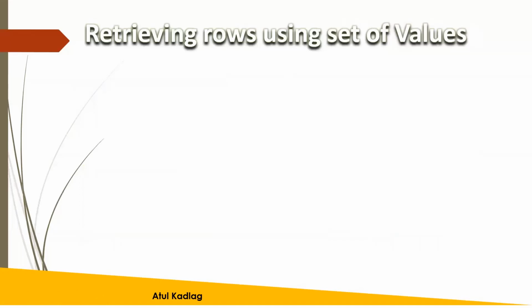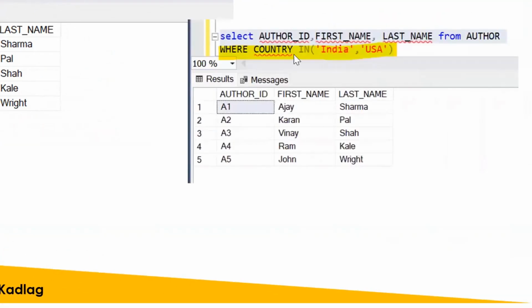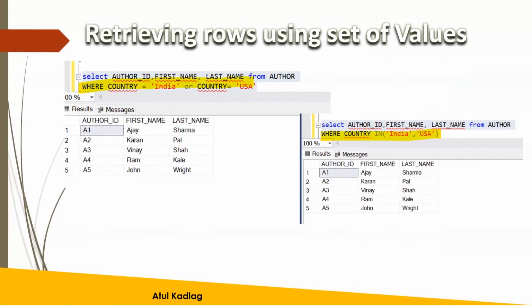Then there is another way we can retrieve rows using a set of values. Suppose we want to get the results only for country India and country USA, both of them. We can do that by specifying it with the or operator. However, this is not that efficient a way of retrieving the data. For that, we can just use the in operator. So where country in, then these two values can be given directly, and this is more efficient and easy to read as well. That is how we can use a list of values. We are going to see this practically as well.